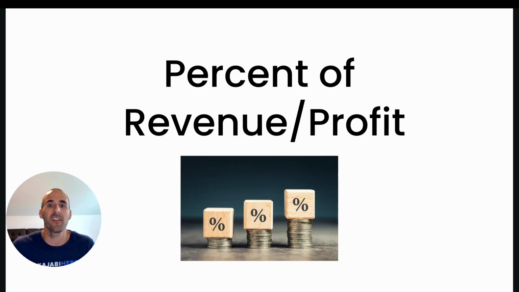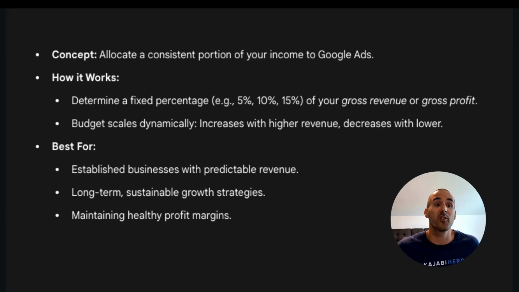Okay, so the next method that I'm going to review is extremely simple, but it's better than option number 1. Again, it's not my favorite, but it's better than what we just reviewed. And this is the percent of revenue or profit method. And so with this, you're simply allocating a consistent portion of your income, the money that you make, to Google Ads. So here's how it works. You determine a fixed percentage, and this is where your comfort level comes into play.